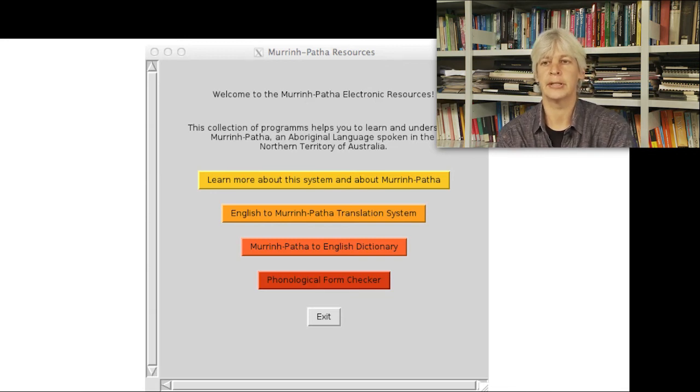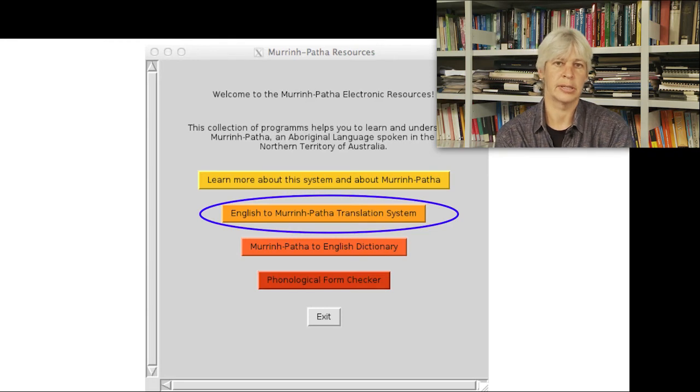You can learn more about the system first, about Murrinh-Patha, where it's spoken, what the type is, etc. You can use the English to Murrinh-Patha translation system. That's in fact what we will be doing. There's also a Murrinh-Patha to English dictionary, where you can just look up words. Somebody says some long word to you, you can try to figure out what it is in English. And a phonological form checker, because there's quite a number of phonological things going on in the language. Okay, so let's look as an example at the English to Murrinh-Patha translation system.